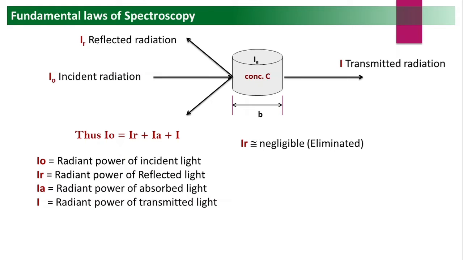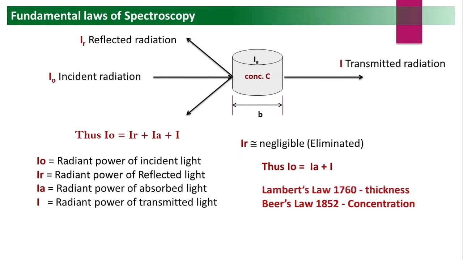Reflected light, that is IR, radiant power, is negligible, that is below 4% or 3%. So we can neglect that one. So what will happen? I0 is equal to IA, radiant power absorbed, plus I, radiant power transmitted.